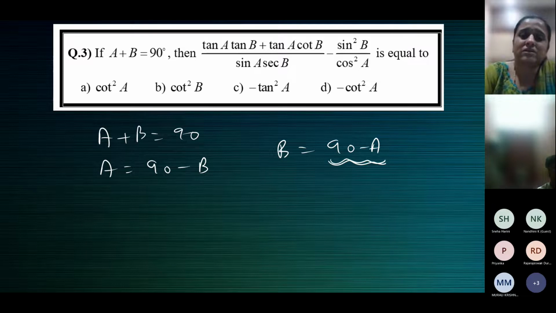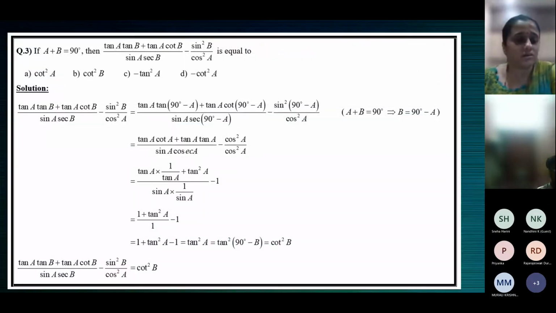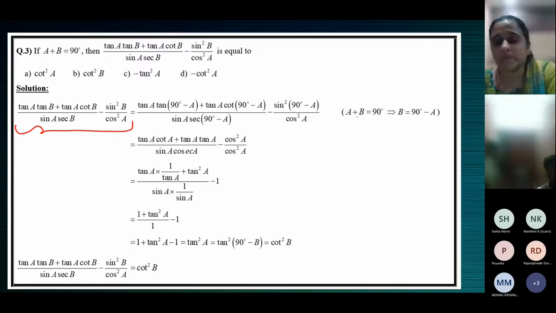So what will happen? In the expression throughout, we'll have only A. All the B is removed and replaced with 90 minus A. So that's what is here. This is the expression to be evaluated. Because A plus B is 90 degrees, B is 90 minus A. Wherever there is B, we write 90 minus A.